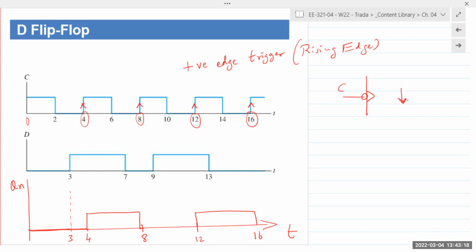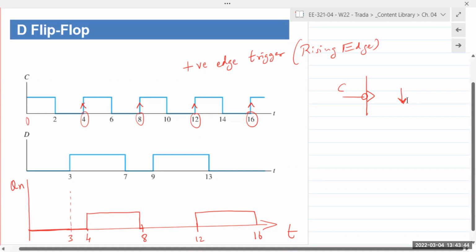D is the input, and it's only a single-bit input, so it can only take on 2 states, either 0 or 1. On rising edges, nothing would change. It would just stay. So the circuit would only respond to a falling edge in the case of a negative trigger. For a rising edge, it would not respond. It will just stay in that state.